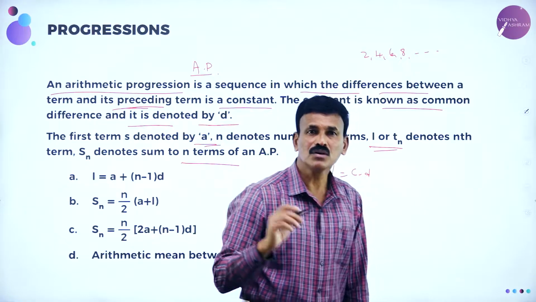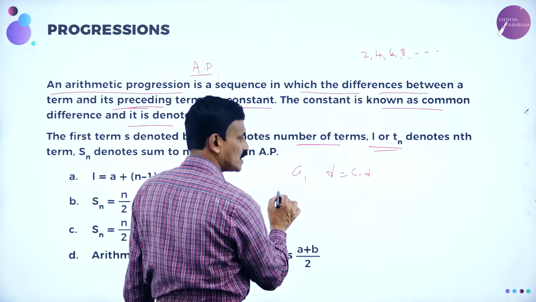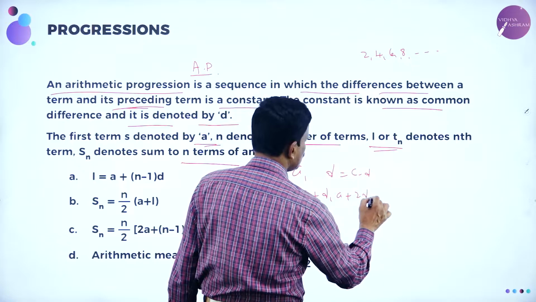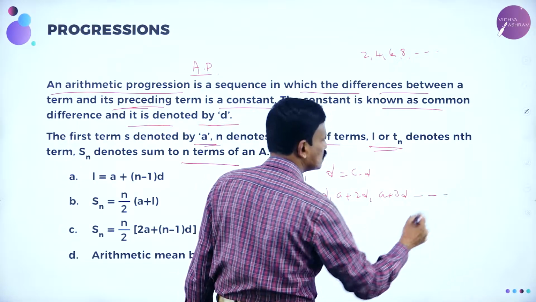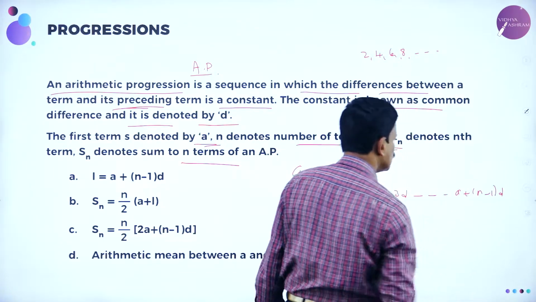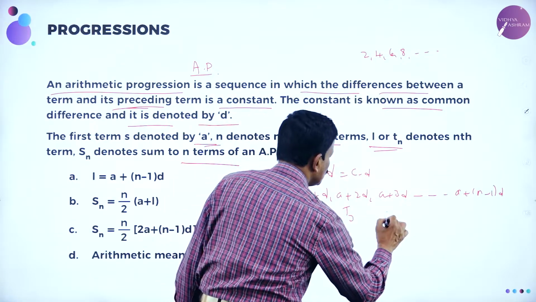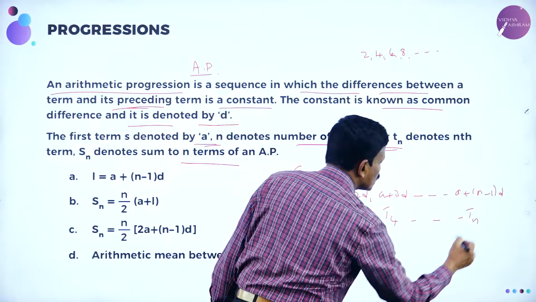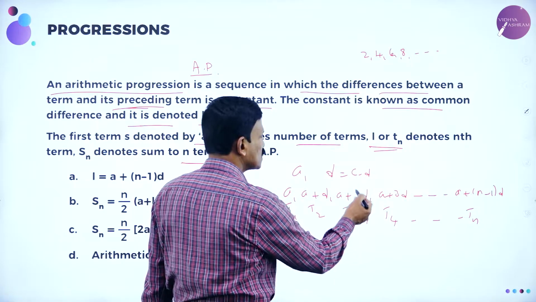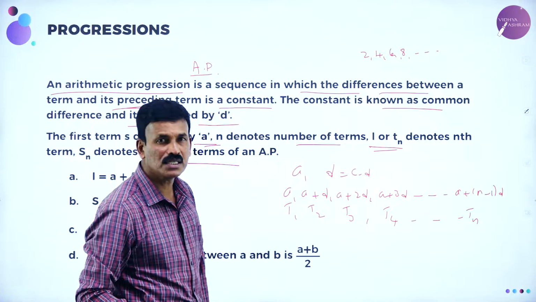For example, suppose A is the first term of a sequence and D is the common difference. Then the terms of the sequence are A plus D, A plus 2D, A plus 3D, etc. The last term we are going to get is A plus n minus 1 into D. These are denoted as T1, T2, T3, T4, etc., up to the nth term, Tn. T1 is the first term, T2 is the second term, and T3 is the third term. The nth term is denoted as Tn is equal to A plus n minus 1 into D.